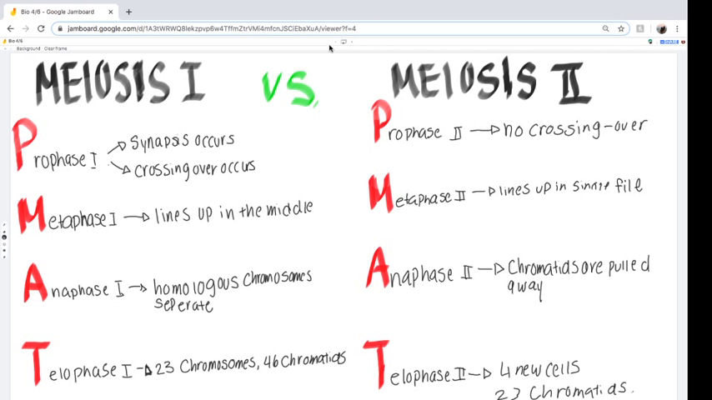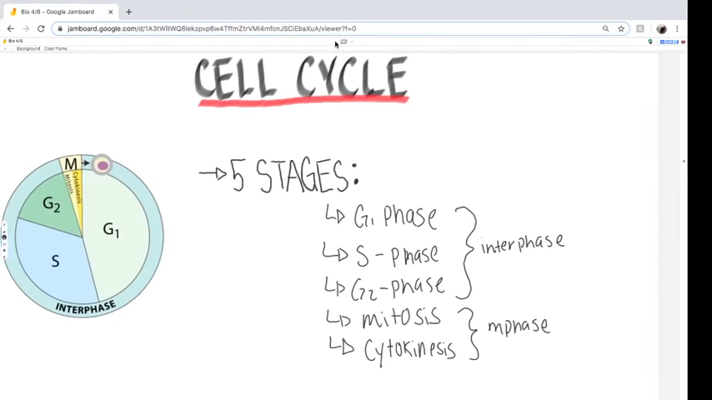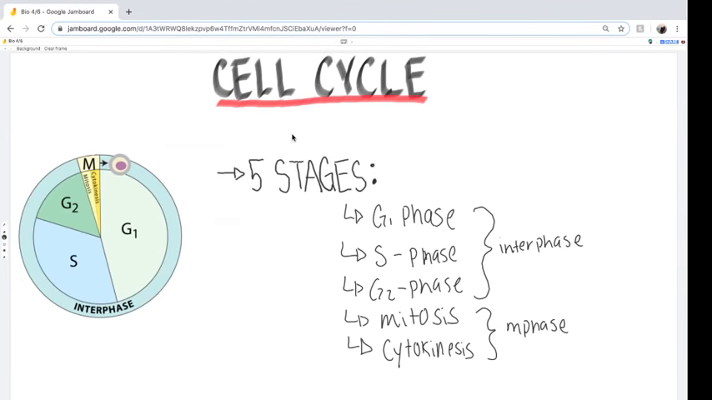So if we take the summary of this, G1 and G2 are gap phases. If we review everything in total, in the cell cycle, there are 5 stages: G1 phase, S phase, G2 phase, mitosis, and cytokinesis. The G1 phase, S phase, and the G2 phase make up interphase, where the cell basically spends most of its time. If you see over here, you can practically tell that it lives here.